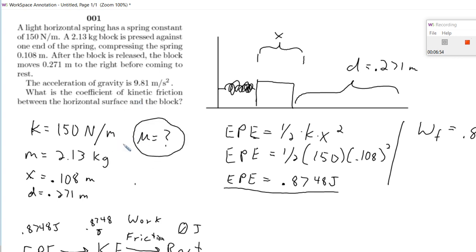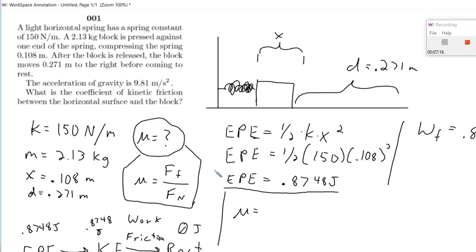Now, mu, we remember from our previous chapters, is equal to Ff divided by Fn. Okay? This is how mu is calculated, and it's no different now. Which means that in order to calculate mu, I'll need a value for Ff and I'll need a value for Fn. But if I know the work done against friction, you remember that any work is force times distance. And so the work done against friction is equal to the force of friction times distance.